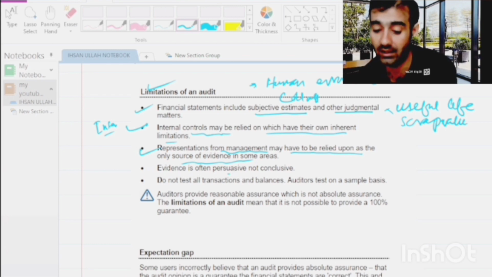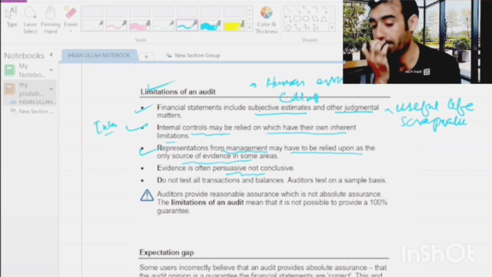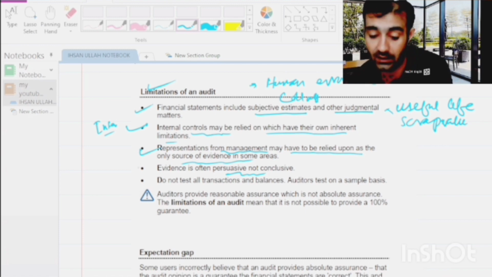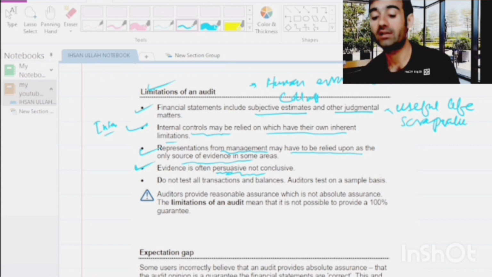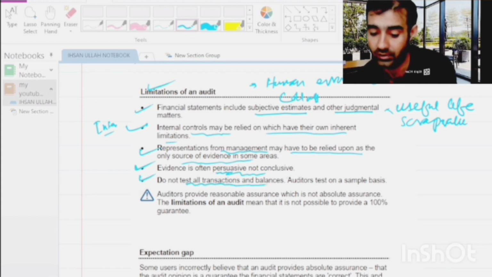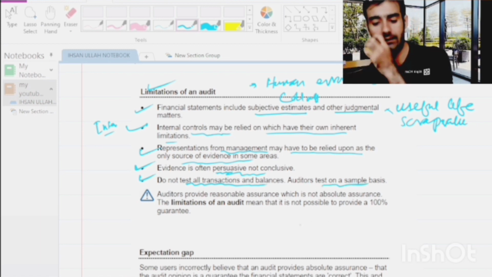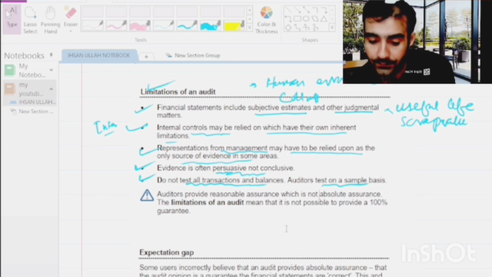Evidence is often persuasive, not conclusive, and this also means that the evidence sometimes is okay. It will not be convincing, but it's okay for the time being. It says okay, but it's not convincing. And the other thing is that we do sampling in auditing; we do not test all the transactions. So the auditor tests on a sampling basis. So these are actually the limitations of the audit.